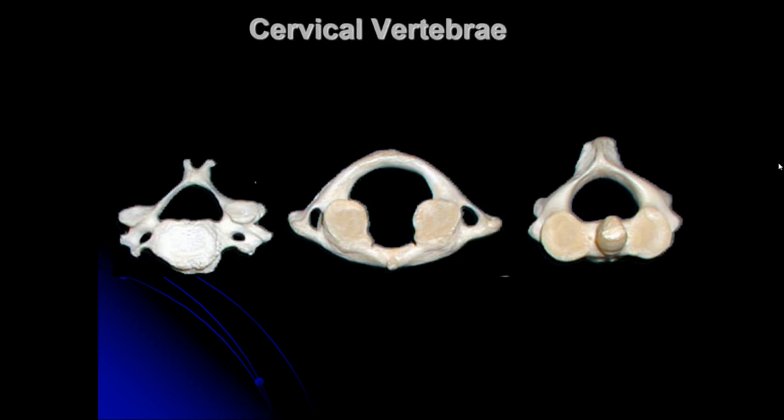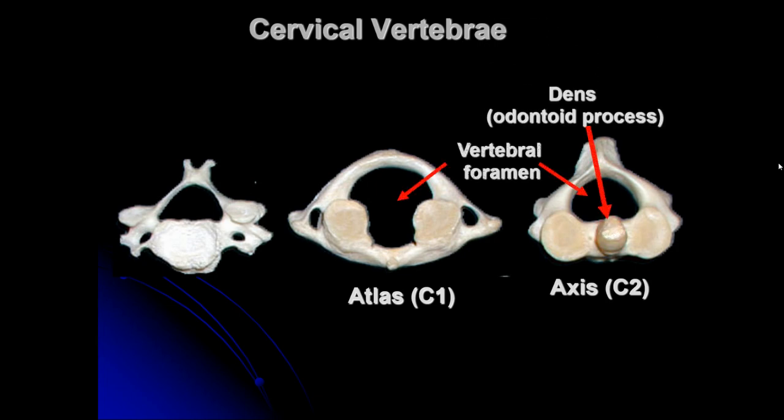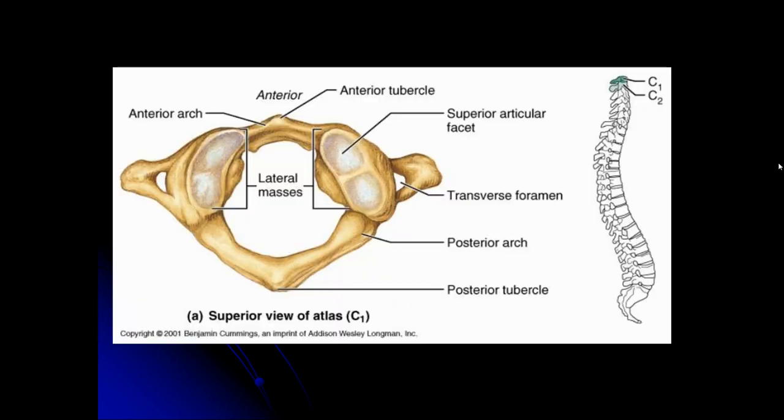If you look at cervical vertebrae, remember there are 7 of them, but the first 2 also have another name. C1 is also called the atlas and C2 is also called the axis, and you can see them here. So let's look at this atlas and axis. There are a couple of things that are unique to them. Remember, they have a vertebral foramen, but they also have some unique things.